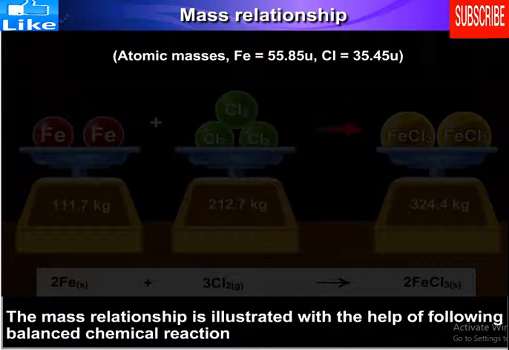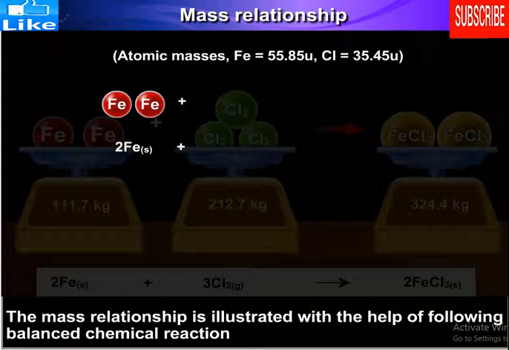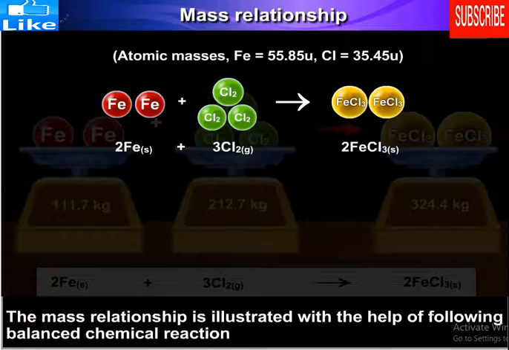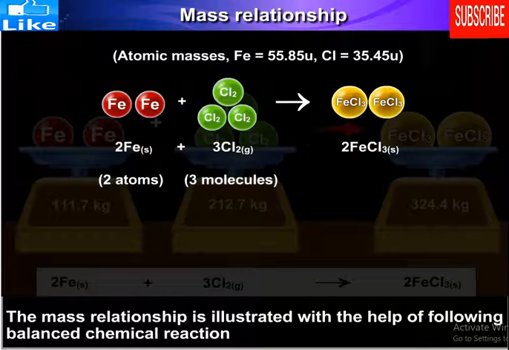Atomic masses: Fe equals 55.85 u, Cl equals 35.45 u. 2Fe in solid form plus 3Cl2 in gaseous form gives 2FeCl3 in solid form. 2 atoms of Fe and 3 molecules of Cl2 give 2 molecules of FeCl3.